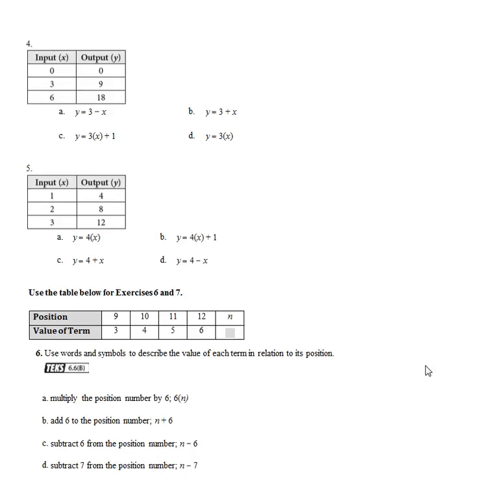Number 7. What is the value of the 16th position in the sequence? A, 10. B, 11. C, 12. D, 9.